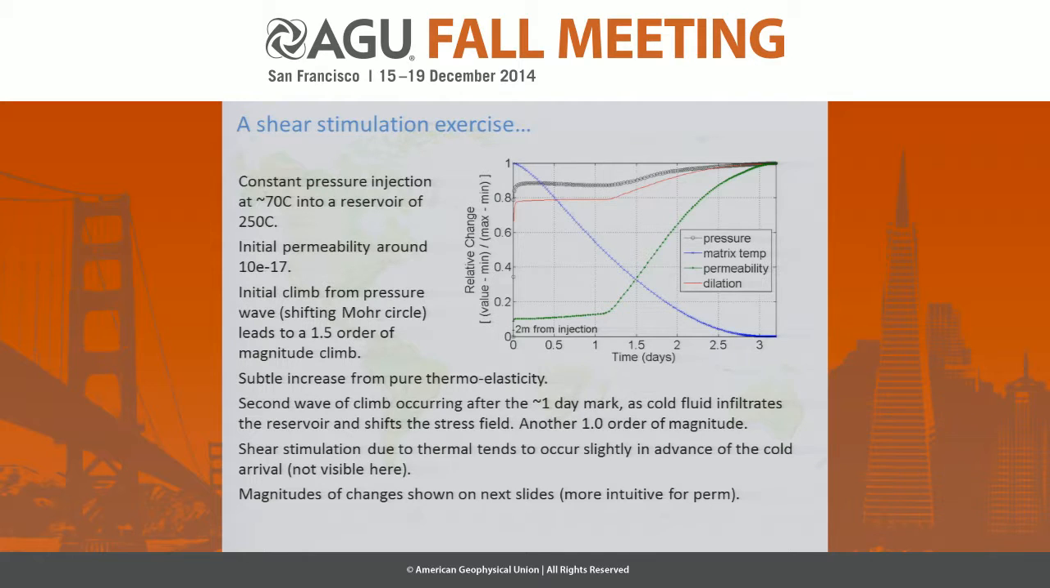And so we have a constant pressure injection at 70 C. We're going to violate Byerlee's law by a little bit. We don't want to open the fractures tensilely, we want to shear them to create permeability. We have initial permeability that's very low and somewhat realistic. And what you see when you do this is, I'm just about out of time, you have an initial climb, an immediate climb in permeability, an immediate dilation due to the pressure response, and then a little bit later you have temperature that comes in and creates an additional amount of dilation.